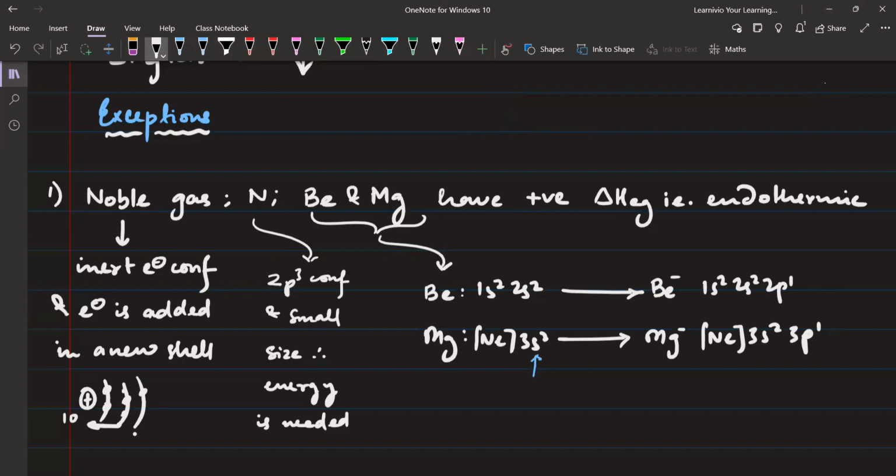And if you consider the p, then p is further away, and that is why this incoming electron does not experience the attraction it is required to experience. The p subshell is far away, therefore less attraction.